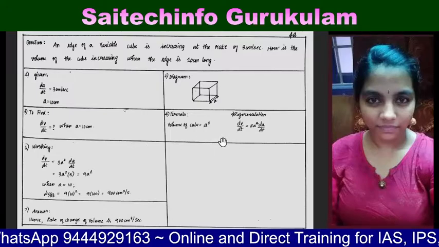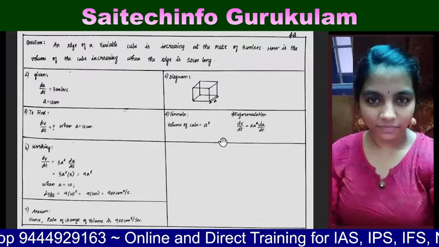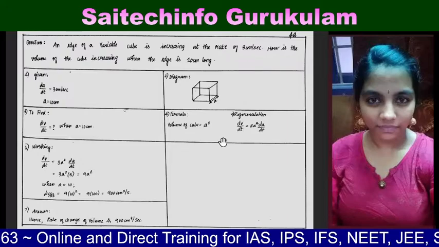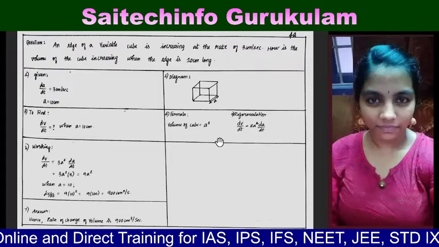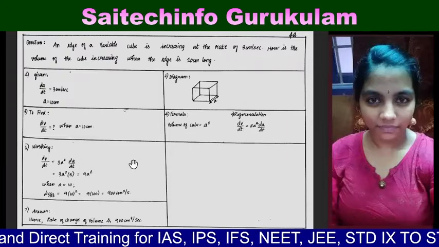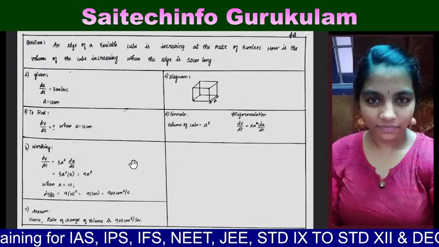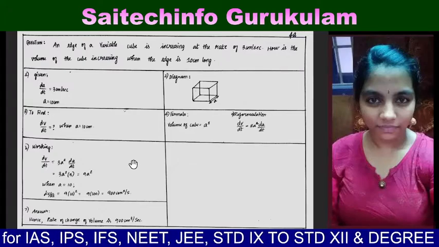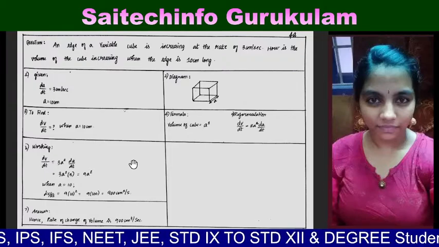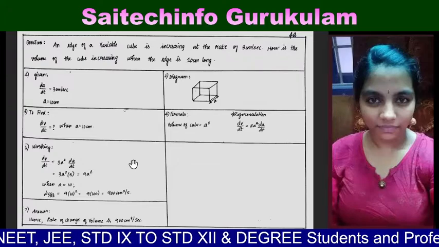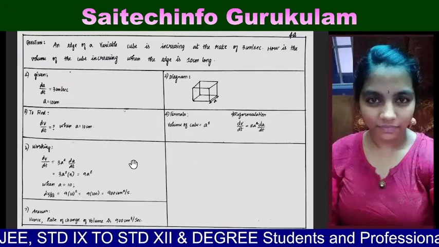dV by dt is equal to 3a square dA by dt. Substituting 3 in the place of dA by dt, which is also given in the question, we get 3a square into 3, equal to 9a square. When a is equal to 10, I have just substituted 10 in the place of a, so that 9 into 10 square equals 900 centimeter cube per second. Hence, the rate of change of volume is 900 centimeter cube.